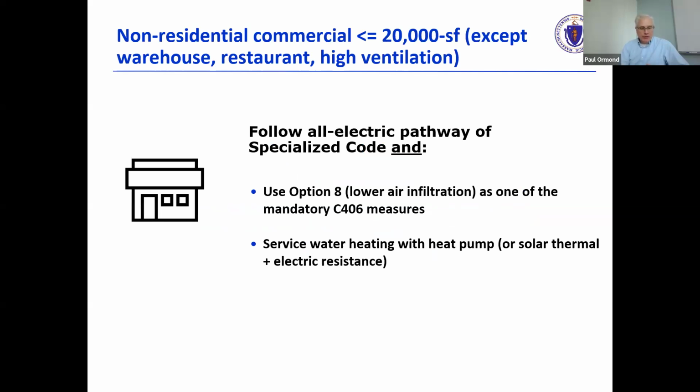We would start with small non-residential commercial. For any non-residential small commercial except for warehouse, restaurant, and high ventilation buildings, we would propose that the best practice is the all electric pathway of the specialized, plus using option 8 of the CO4/6 measure, which is somewhat lower air infiltration, as well as a commitment to use a heat pump for water heating or solar thermal water heating plus electric resistance.